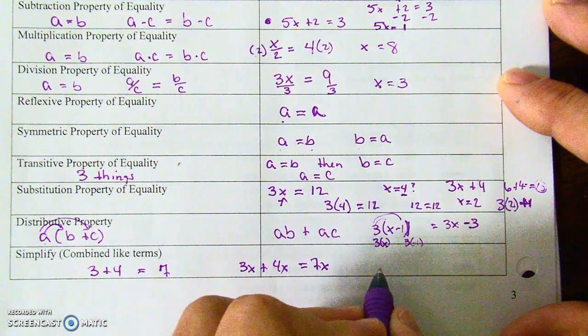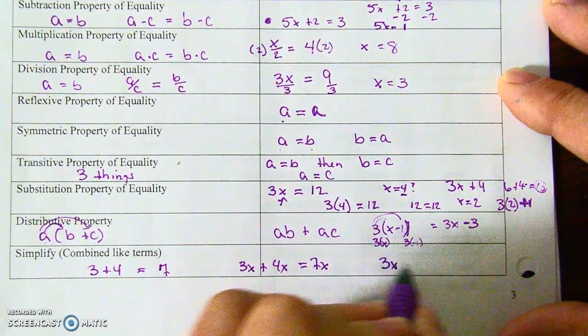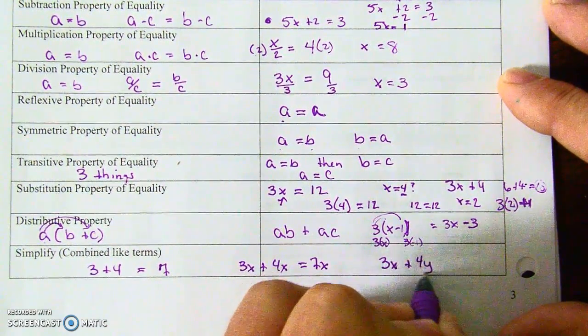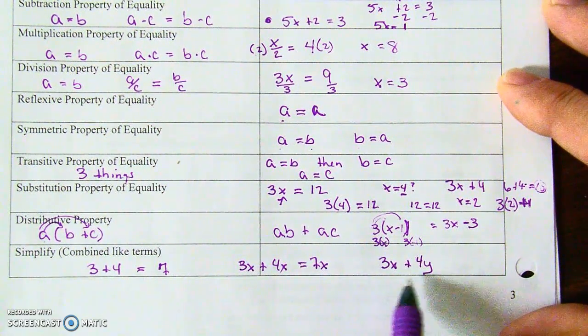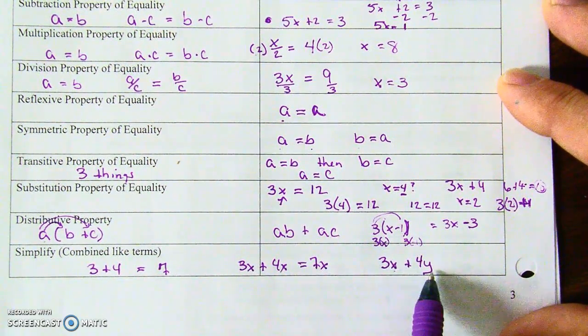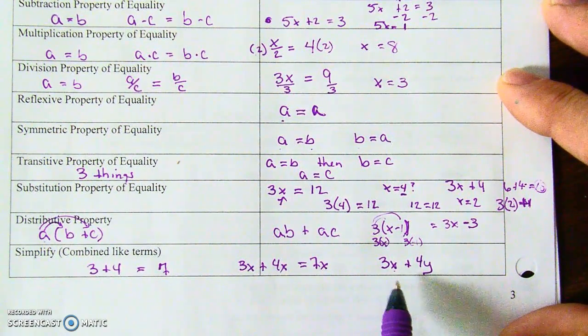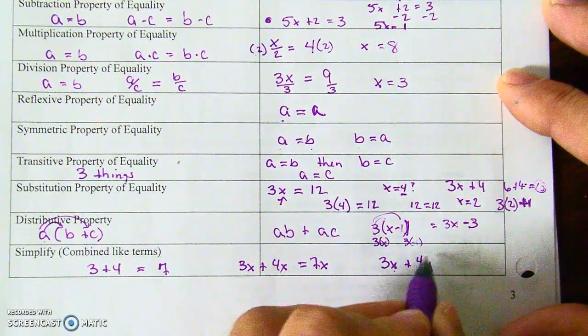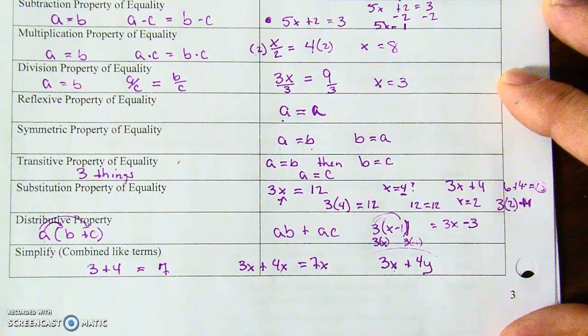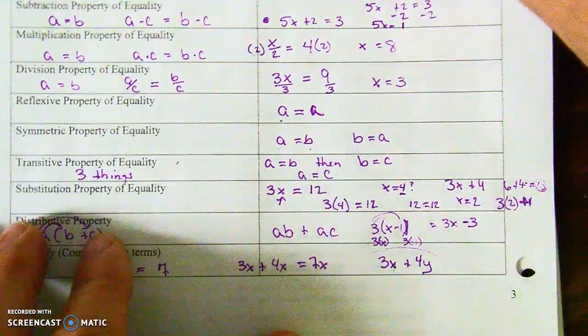Now, something that does not combine: 3x plus 4y. This has an x in it, this has a y in it, so they are not the same. Can we combine these? The answer is no. So this is our simplified version. Any questions on that part? All right, let's look at some examples now.